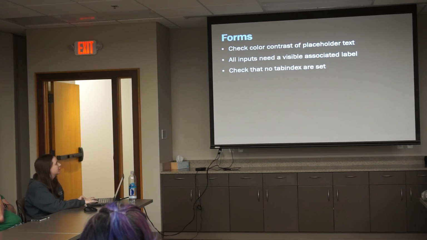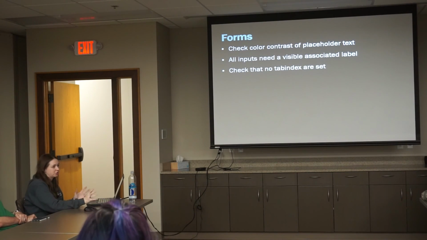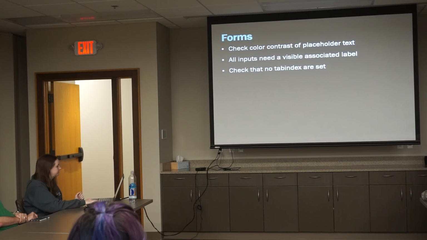So let's take a closer look at the forms. There are some things that we need to check for. Color contrast of placeholder text is an important one that often gets overlooked. All inputs need to have a visible associated label. And no tab indexes should be set on any of the inputs.